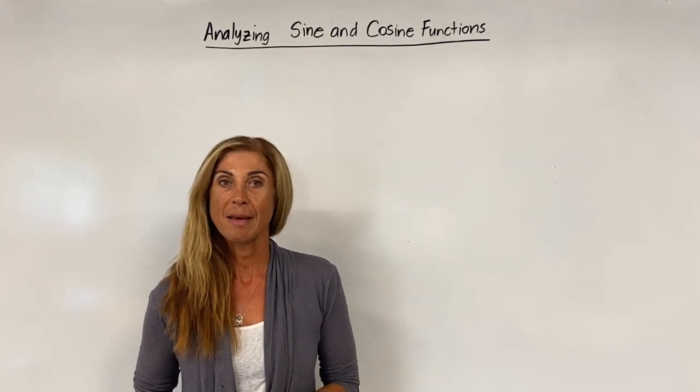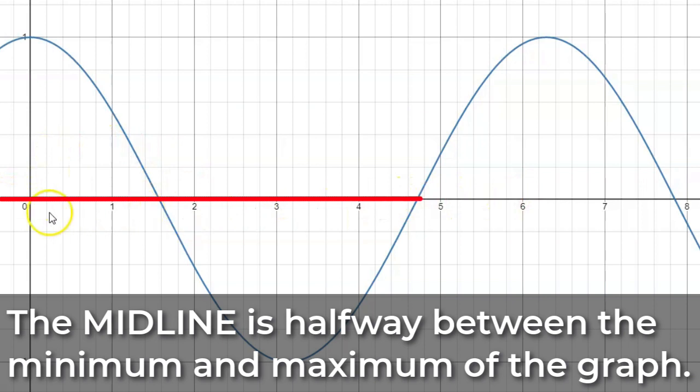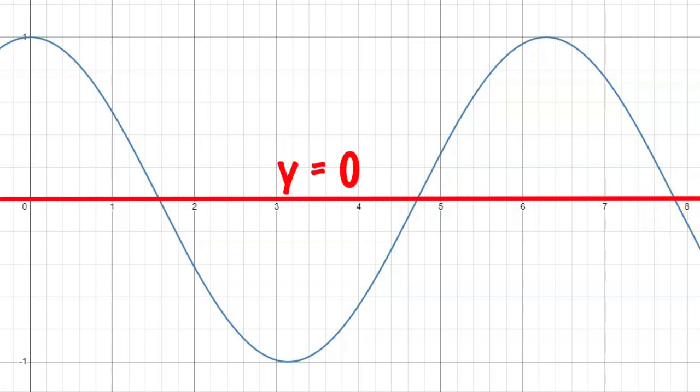So let's look at them on Desmos. Here we have our cosine function, and if you notice, our cosine function is periodic in nature, as we've been discussing. We have our midline. Recall that our midline cuts a function in half horizontally. Our midline is the line y equals 0, or in this case, cosine theta equals 0.